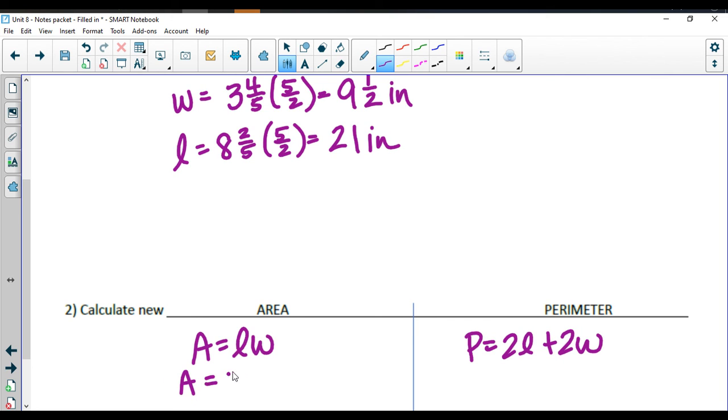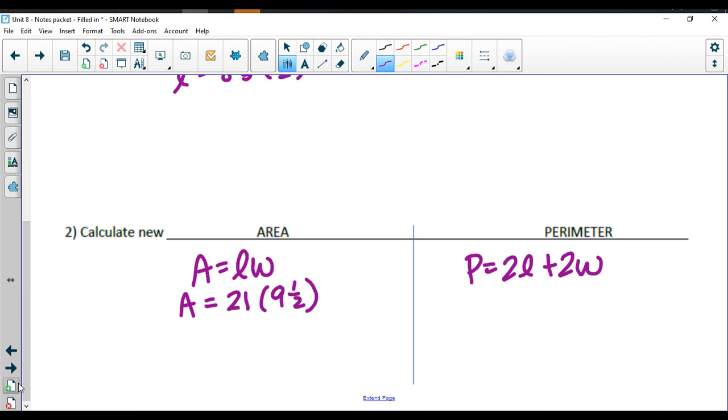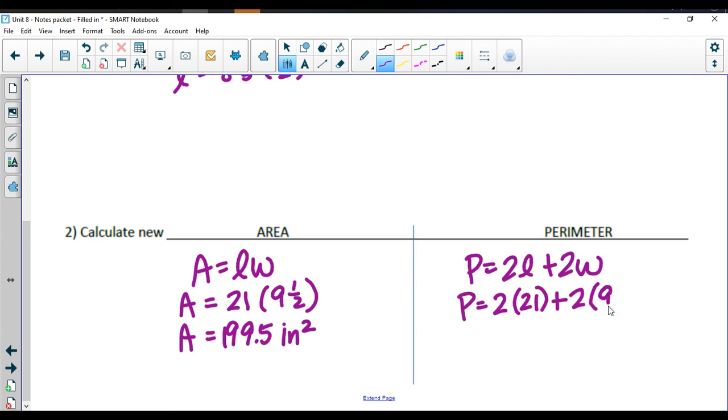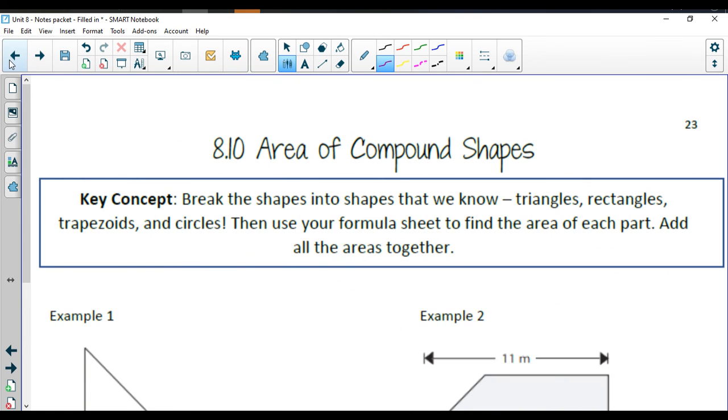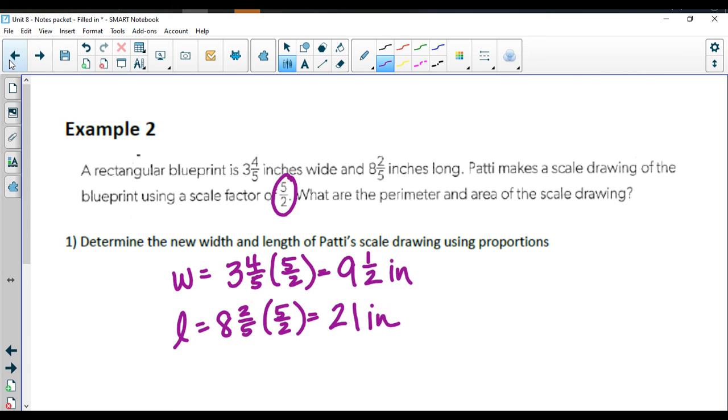So for our area, our length is 21 and our width is 9.5. So if we do 21 times 9.5, we get 199.5 inches squared. For our perimeter, if we plug in 2 times our length of 21 plus 2 times our width of 9.5, we get 42 here, plus a 19 here, and 42 plus 19 is going to give us a 61-inch perimeter. So those are your examples of working with scale and perimeter and area.